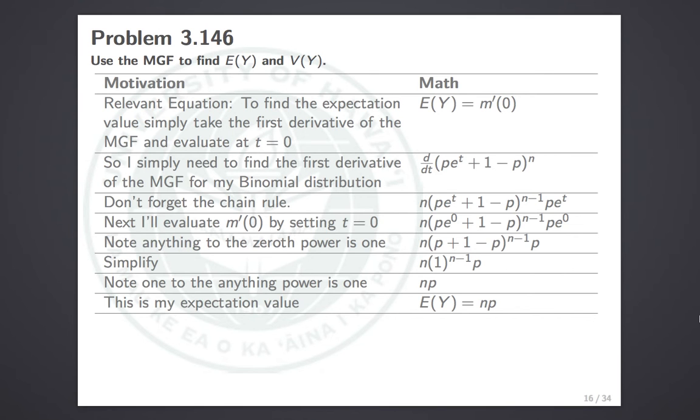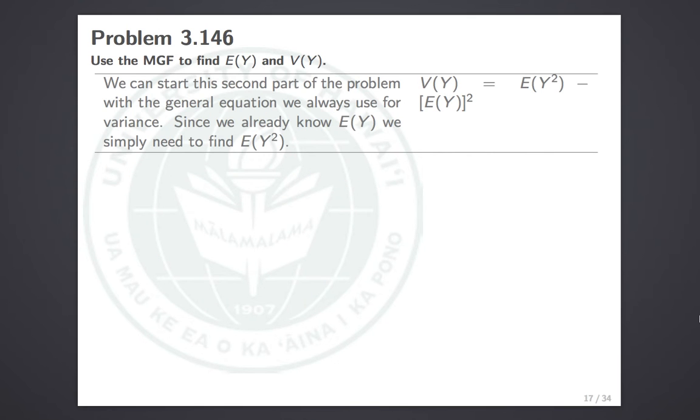And done. For the second part, they're asking us for the variance, and we basically use this general equation all the way around. The variance is equal to E of y squared minus E of y, quantity squared.